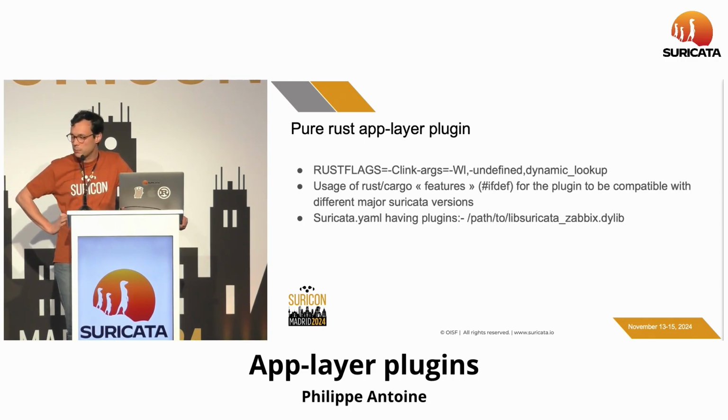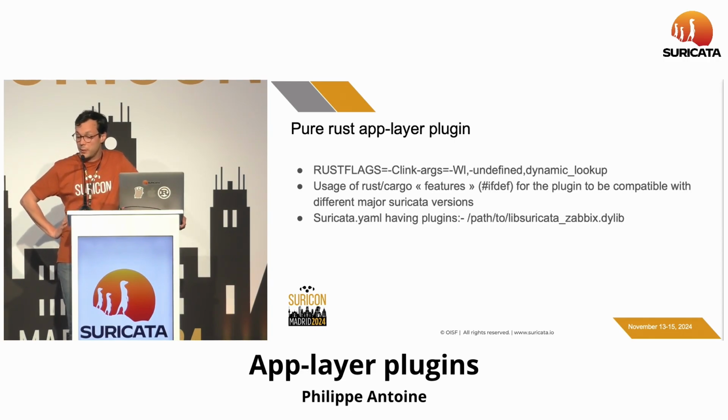So the first important thing to be able to have a Rust plugin with whatever other program, I guess, is that you should use this Rust flag that says that, yeah, I compile this, but at link time I will find some functions that are not defined because they are in the main program. So my plugin will use some functions that are in Suricata, and so Rust by default is not happy about it because, yeah, it's incomplete.